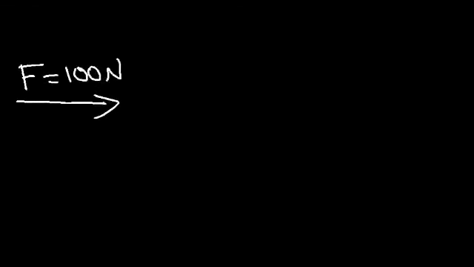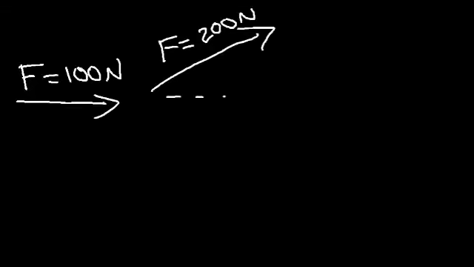So now what if you have two vectors that are not parallel or perpendicular to each other? How can you add them? So let's say you have a force of 100 newtons and you wish to add it to another force of, let's say, 200 newtons that is 30 degrees above the horizontal. What is the net force? Go ahead and calculate the magnitude of the net force and the direction.